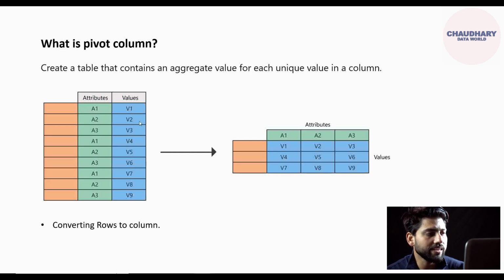This is a very basic definition of pivoting: you just convert rows to columns, keeping in mind that those values should be unique. That means it takes A1, A2, A3 up here, and under that it groups the values on the basis of A1, A2 and A3. Hope you guys are understanding this. I will show you an example of how this basically works.